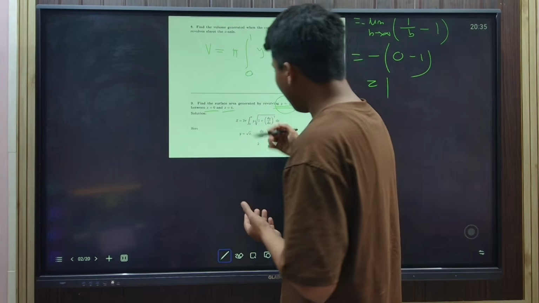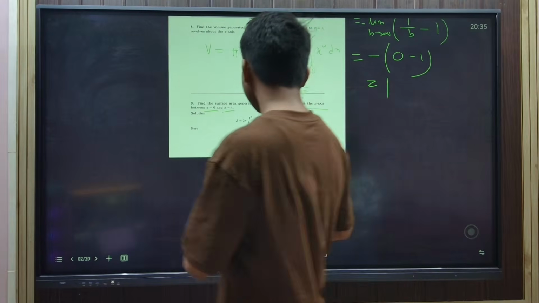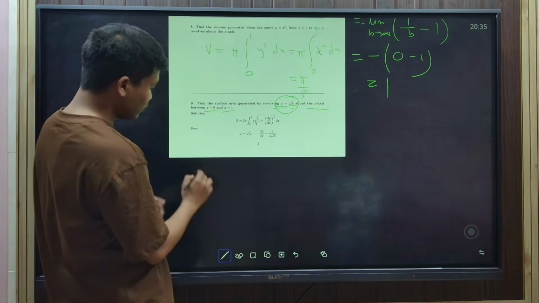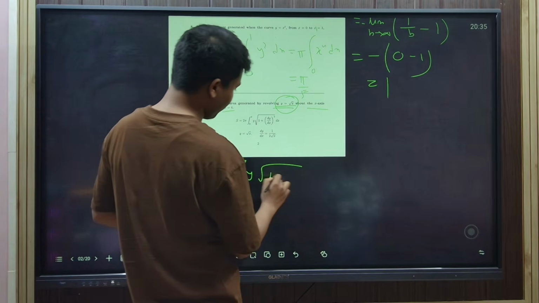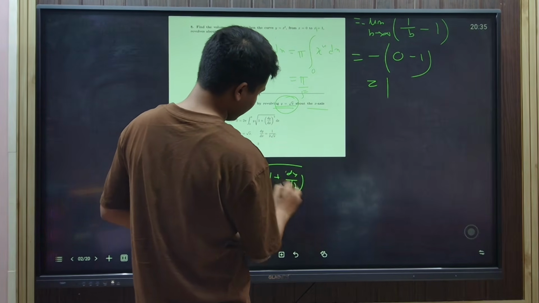How do you find the surface area? The formula is this, right? So the surface area is 2 pi integral 0 to 4 y times root of 1 plus dy by dx whole square, into dx, right?